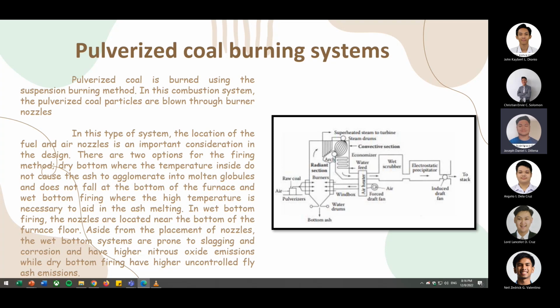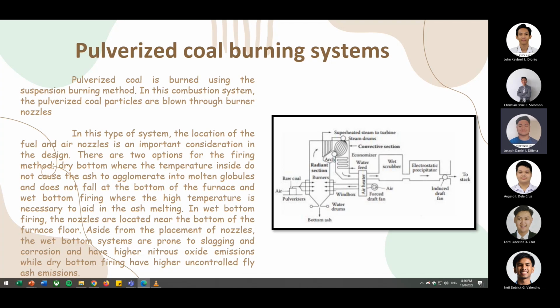The rest of the air needed for the combustion is supplied by the preheated secondary air coming from the wind box. The ignition occurs and flame is stable due to preheated secondary air and the swirl of the secondary air. Also, the volatility content of the fuel is at least 20% to maintain the stability. In this type of system, the location of the fuel and air nozzles is an important consideration in the design.